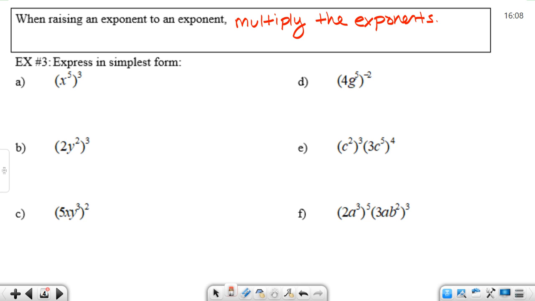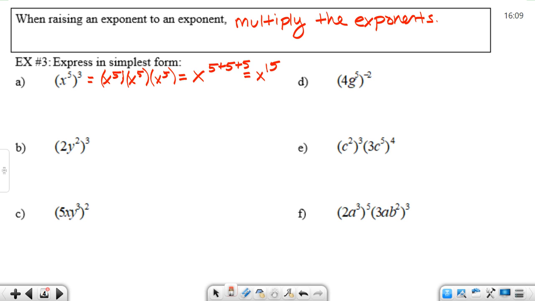So what do I mean by that? Well, let's take a look at A. We have x to the fifth raised to the third. So let me give you guys another way to think about this first before I show you the shortcut rule. X to the fifth to the third is x to the fifth 3 times. So this is x to the fifth times x to the fifth times x to the fifth. And what we can do here, guys, is we can use our rule when we're multiplying like bases. We add the exponents. So this is going to give us x to the 15th power.